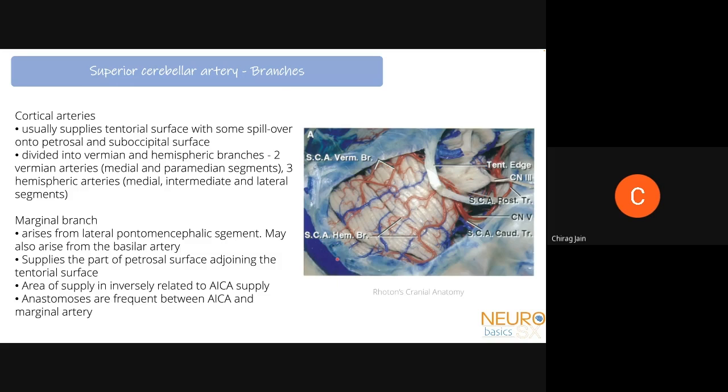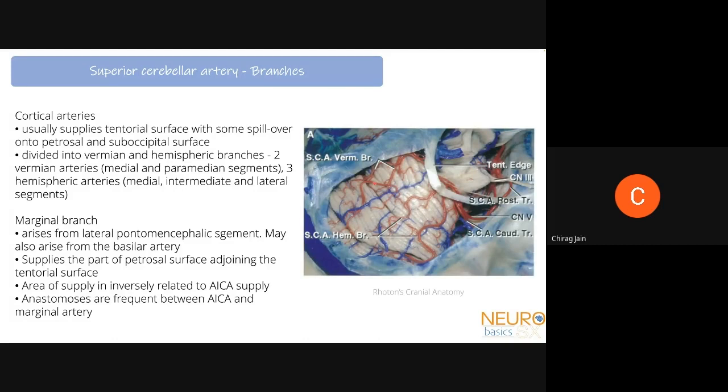They are divided into the vermian branches, which are 2, supplying the vermis, and the hemispheric branches, which are 3, supplying the hemisphere. There can also be something known as a marginal branch, which arises from the lateral pontomesencephalic segment quite anteriorly. It can even arise from the basilar artery sometimes. So this particular marginal branch is going to only supply the petrosal surface, not the tentorial surface. And it is basically a counterpart to the ICA supply of the petrosal surface. And there are frequent anastomoses which can develop between the ICA and marginal artery.